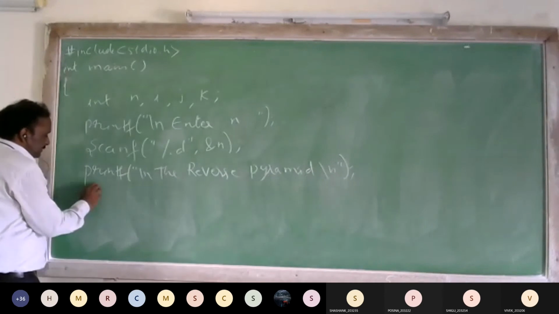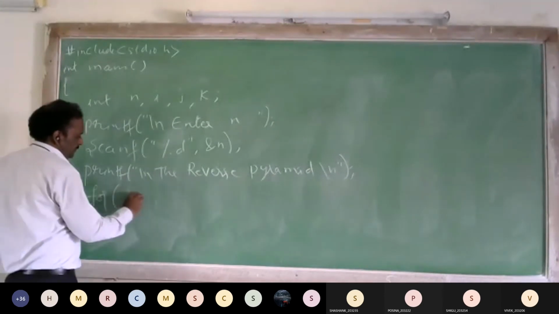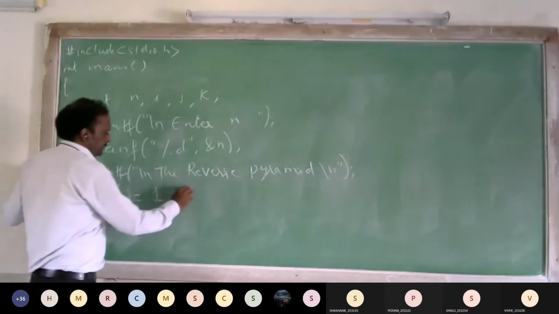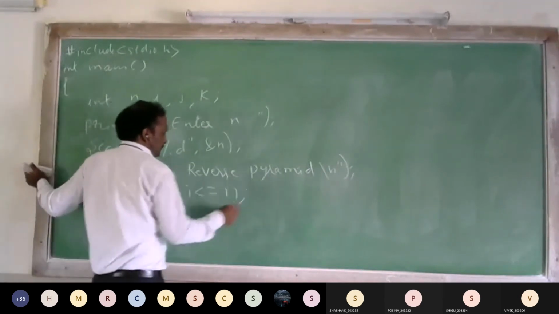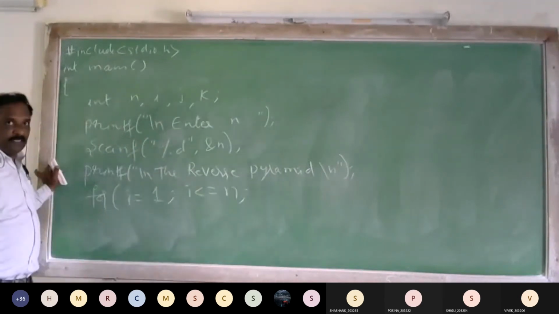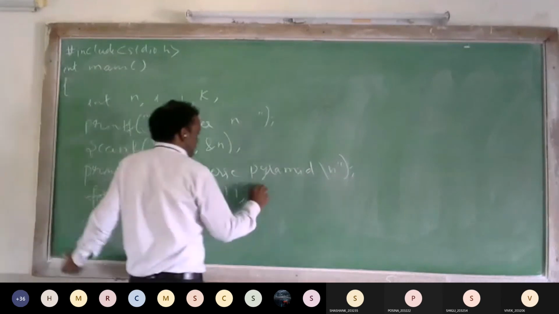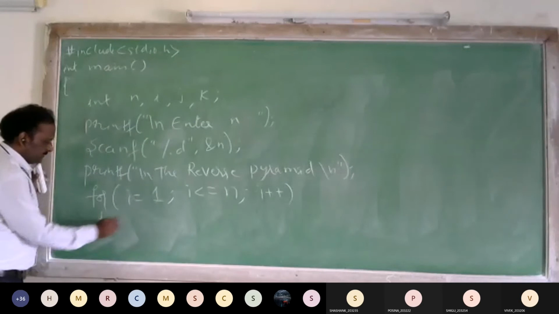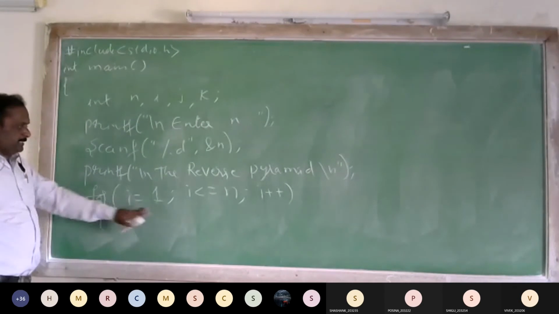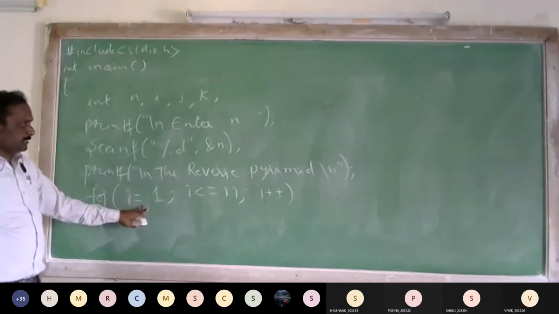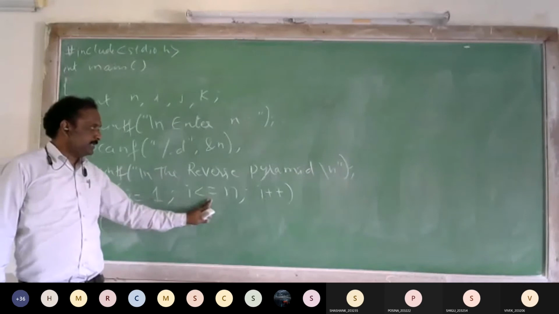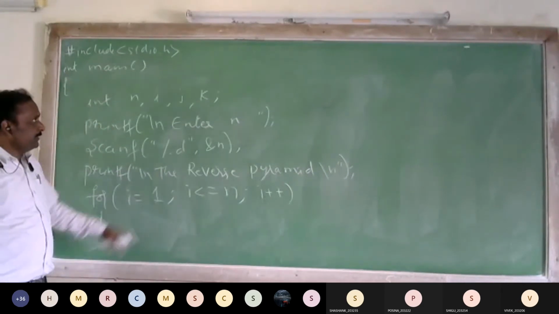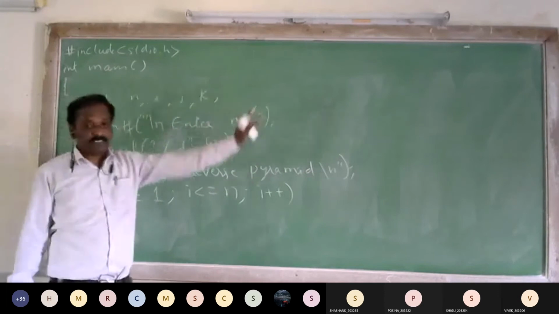Now I will start the logic. for i is equal to 1, i less than or equal to n, i plus plus. Now this is for counting the number of rows 1, 2, 3, 4, 5 up to less than or equal to n. So now we are in the first row.